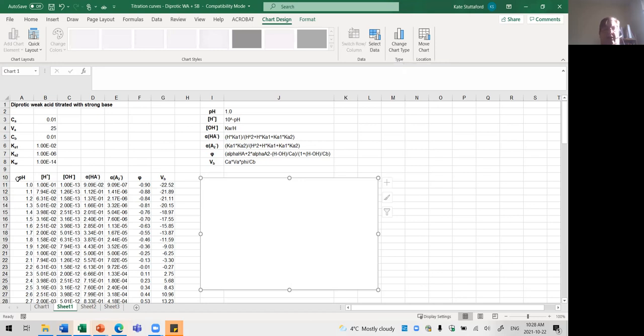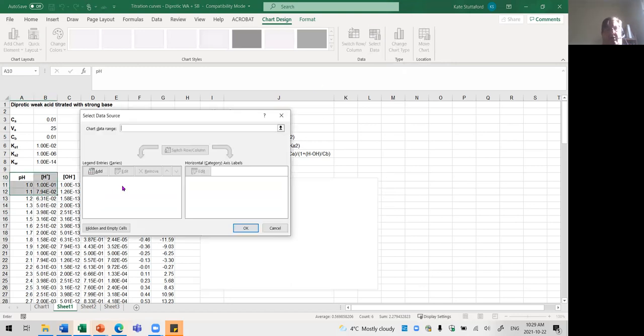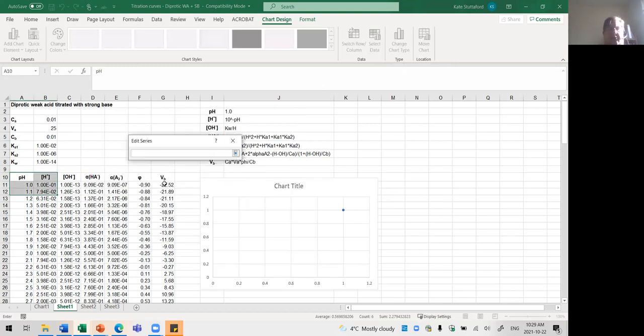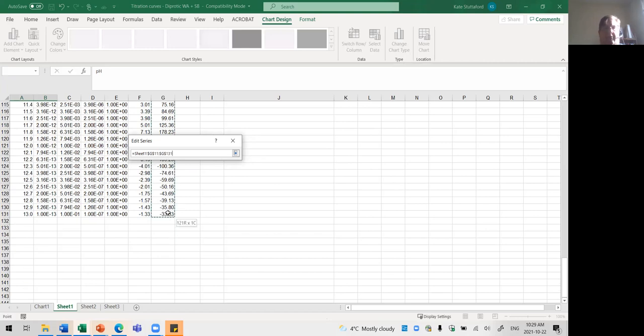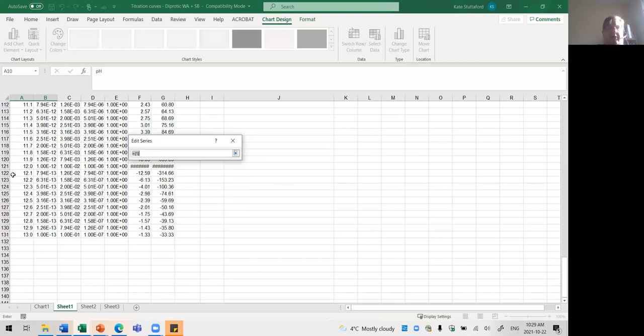The reason I am not just highlighting and selecting my data to make the plot is that the X value is in the last column. And the default in Excel is that the first column is X and then all the subsequent columns are Y. So it would plot all of these against pH, which is not what I want. I want pH versus VB. So I'm going to manually select the data. The other way you could do it would be to copy the pH values over into column H here and then highlight the G and H columns and do your graph that way. So, all right, add my X values. So there are all my X values and then my Y values.